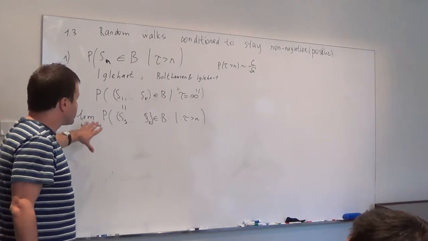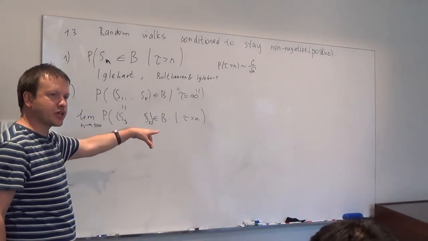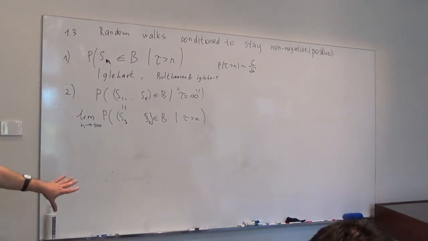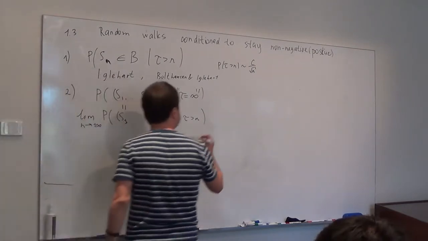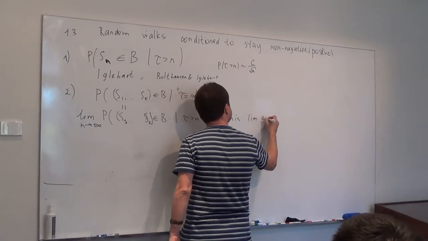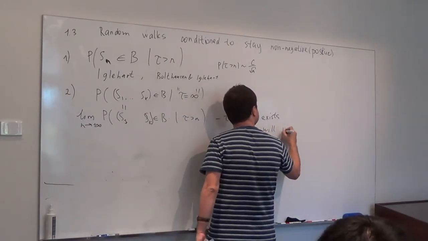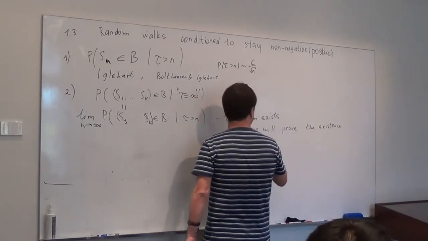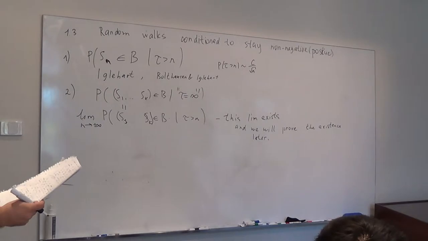I will postpone this limiting procedure a little bit. I will first introduce the limit that we are going to get. There is a nice limit that you can get using this procedure. So you can define in a reasonable way this random walk conditioned to stay positive. And I will first introduce this limit, and this will make use of all the things that we have discussed so far. So this limit exists. What I'm going to do is introduce the limit and then we'll show the convergence.